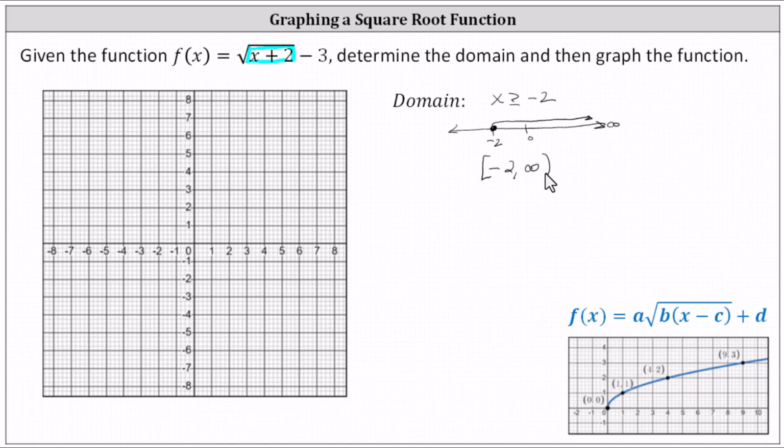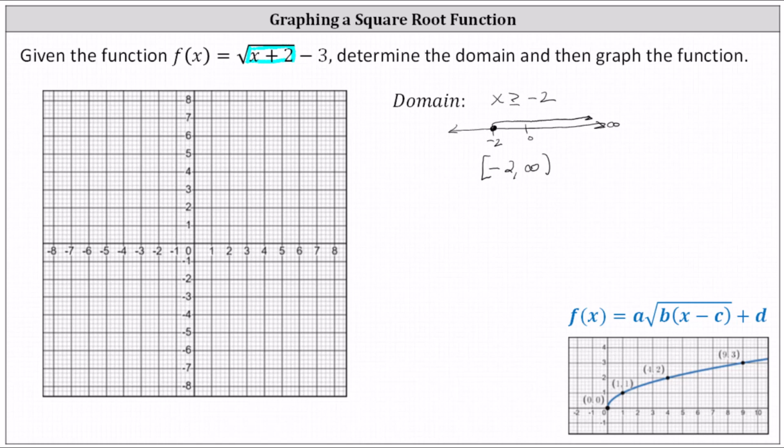And now let's work on graphing f of x as a transformation of the basic square root function shown below. Any transformation of the basic square root function can be written in the form of f of x equals a times the square root of the product of b and the quantity x minus c, plus d, where the values of a, b, c, and d indicate the type of transformation.